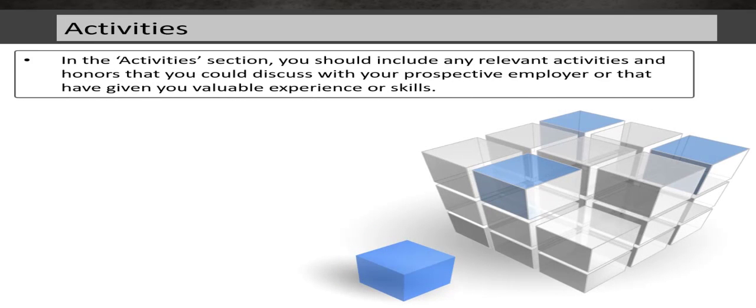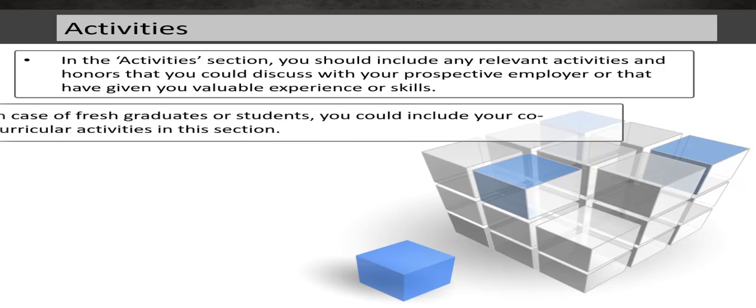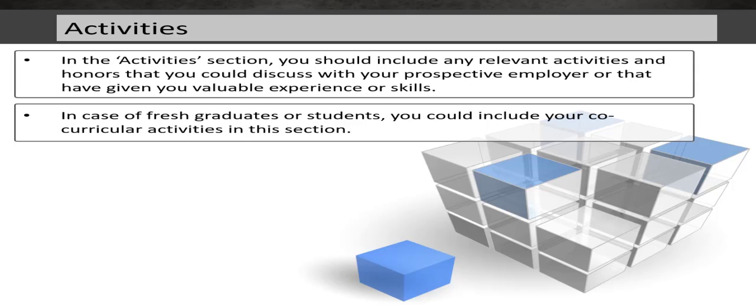Activities. In the Activities section, you should include any relevant activities and honors that you could discuss with your prospective employer or that have given you valuable experience or skills. In case of fresh graduates or students, you can include your co-curricular activities in this section.